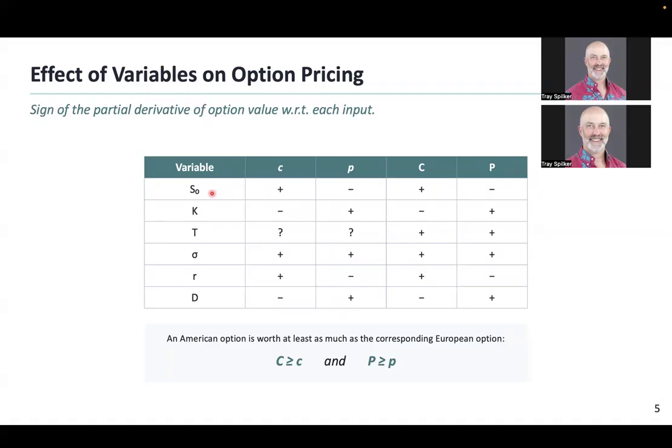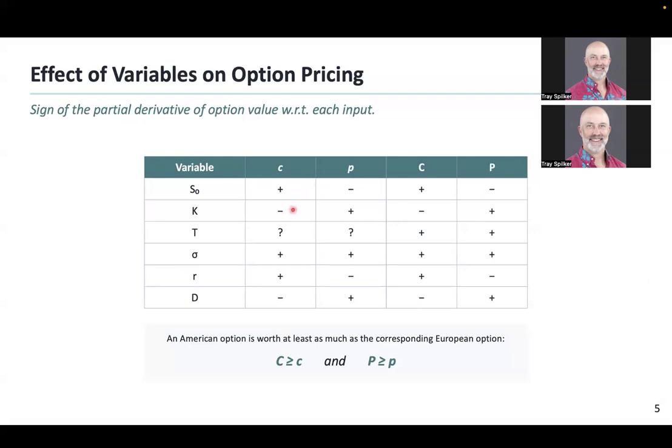So in the case of the stock price, this row basically tells us that a call price for both a European and an American style call option goes up when the share price today goes up. The opposite happens for a put option, which should make sense, right? Because a call option is a bullish bet, a put option is a bearish bet.